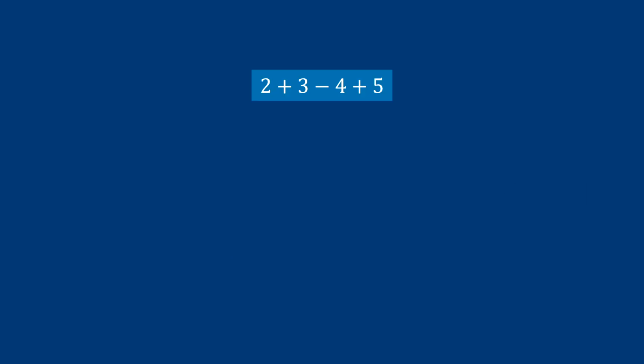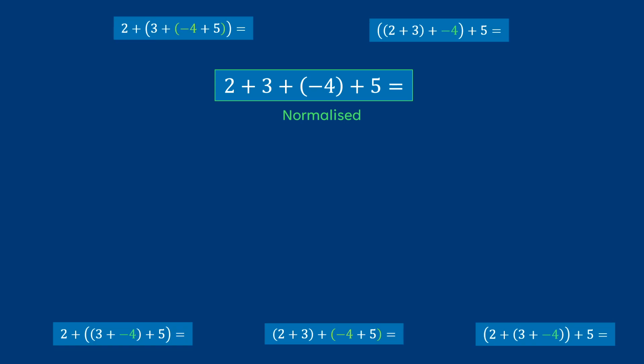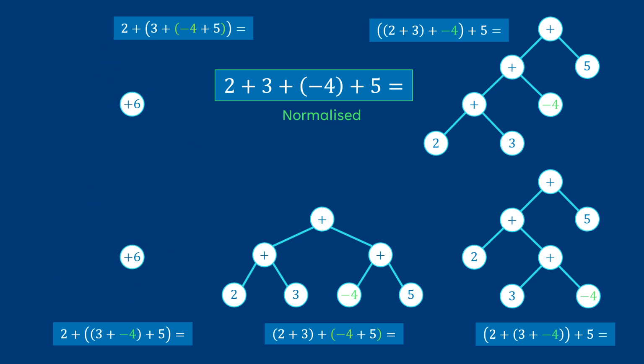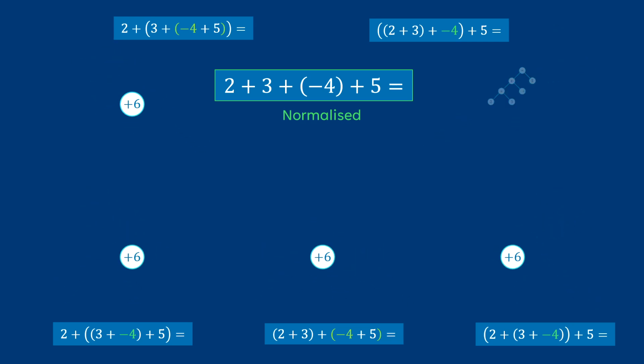So what does that mean for our original calculation? This 2 plus 3 take away 4 plus 5 should now be normalised like this. We now have 2 plus 3 plus negative 4 plus 5. So let's rebuild all of our different bracketings, have their associated trees, and let's evaluate them. Each of these trees now, when we evaluate them, turns into positive 6. Every single one of them. Okay, they all give us the correct result.